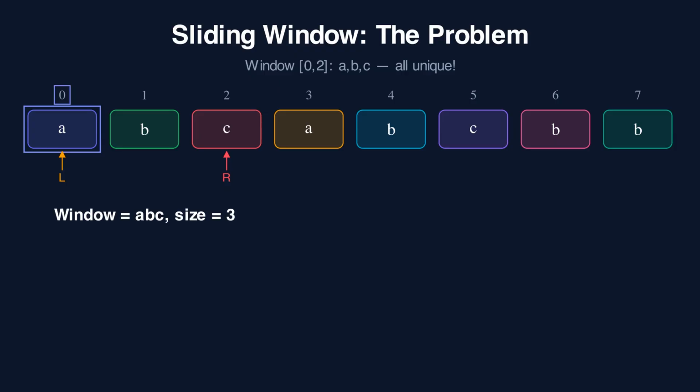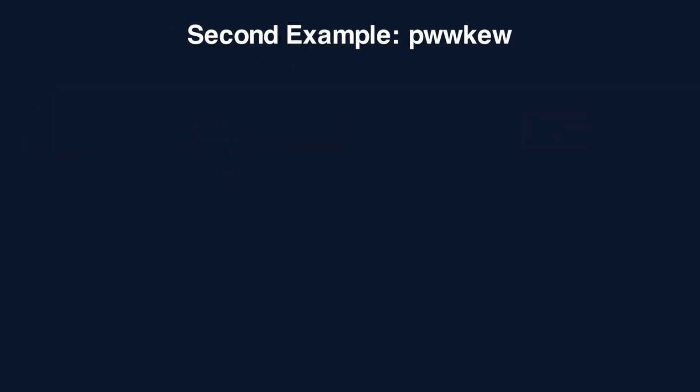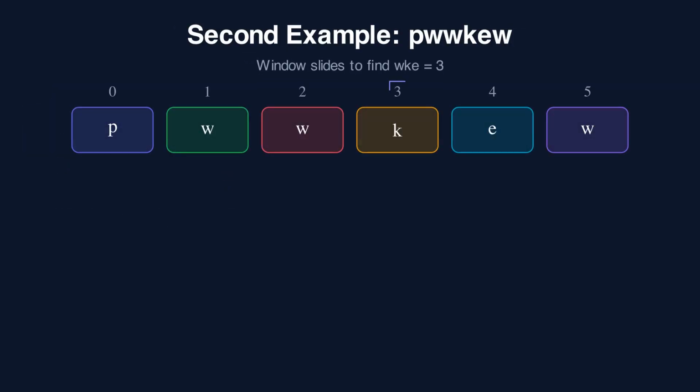Let's quickly trace another example. The string pwwkew. Our window expands from P to W. When we encounter the second W, it's a repeat. So, we shrink from the left, removing the first W, making the window wke. This is our longest substring with no repeated characters, giving us a length of 3.